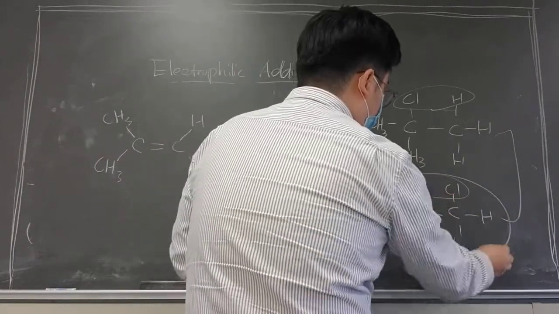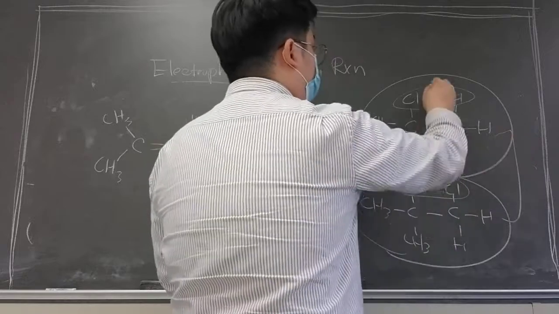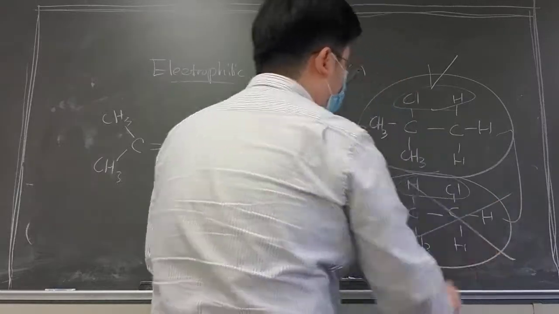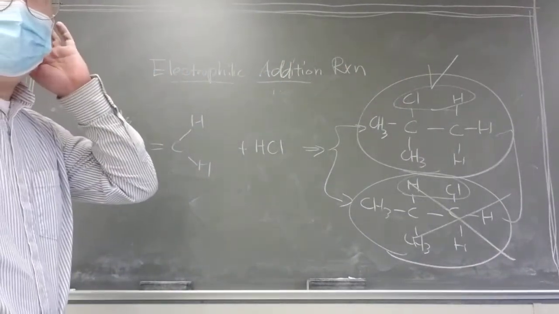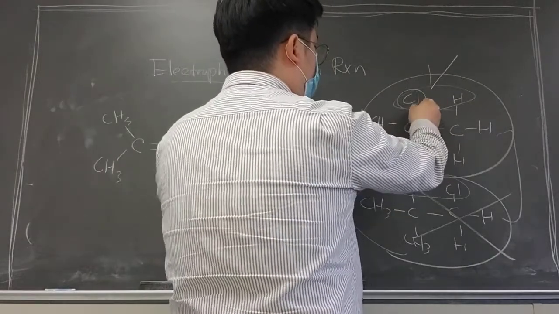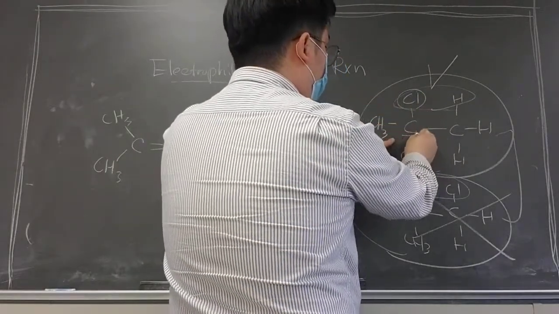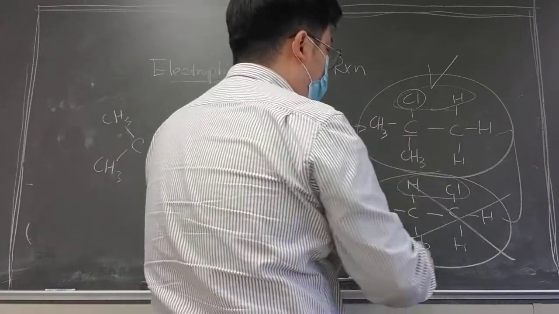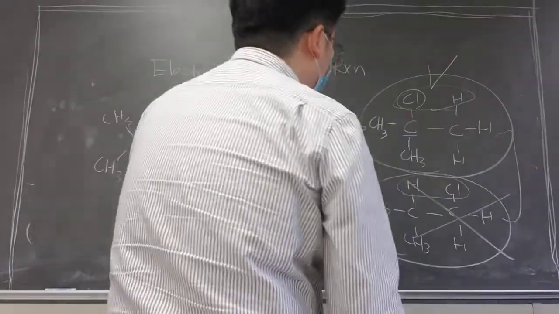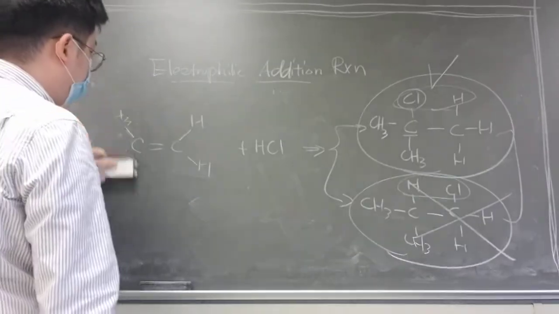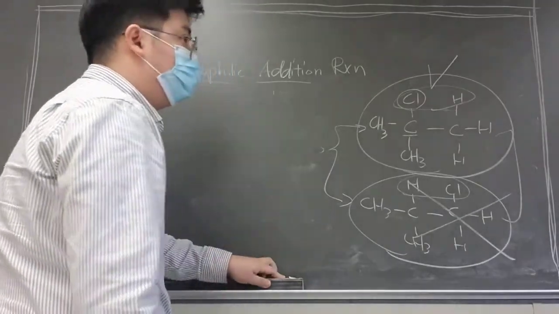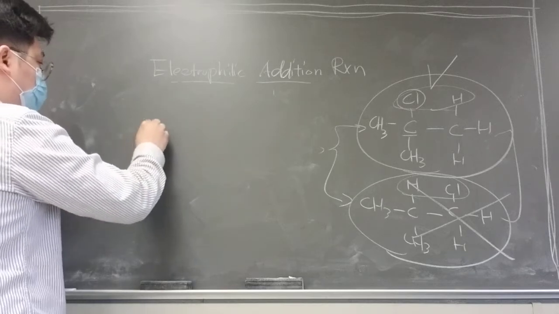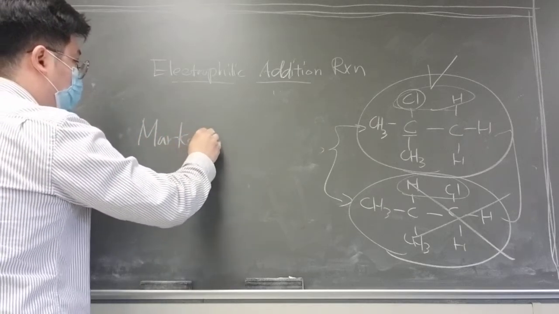If you look at those two, when you do the experiment, this one is much more predominant than that one. What we found was that the halogen group is placed on the carbon that is more substituted with R groups, but not on the one with fewer. We found this experimental result, where one is much more dominant than the other, and we're going to call this Markovnikov's rule.